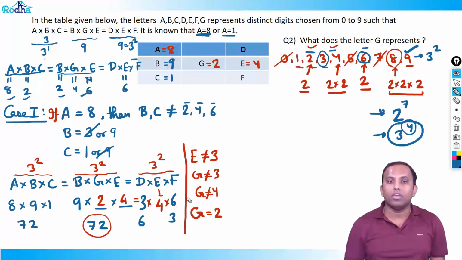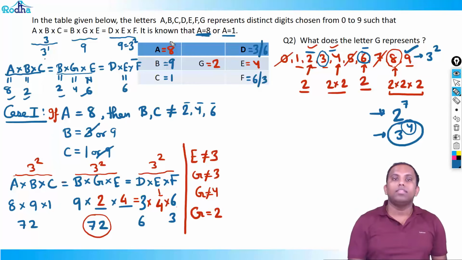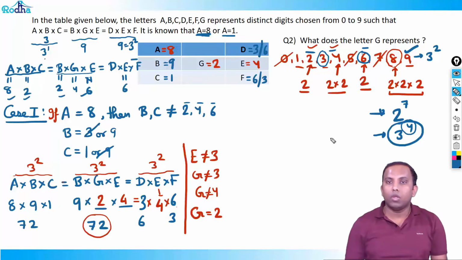I can make either 3, 6 here or 6, 3 here. We can have two cases, right? So for D3, it is F6, or D6 and F3. Okay. So what does my case look like now? My case 1 looks like A is equal to 8. So D is equal to 3 or 6 or F is equal to 6 or 3. This is my case 1. Correct? I hope it is clear.